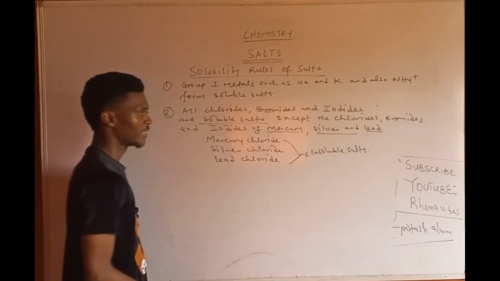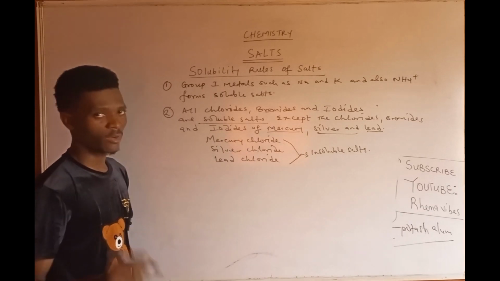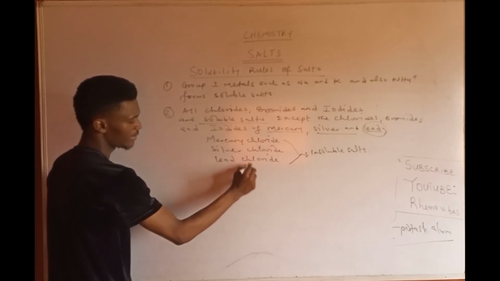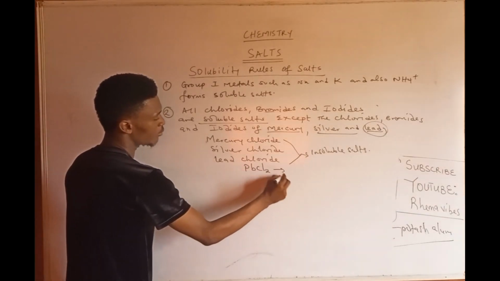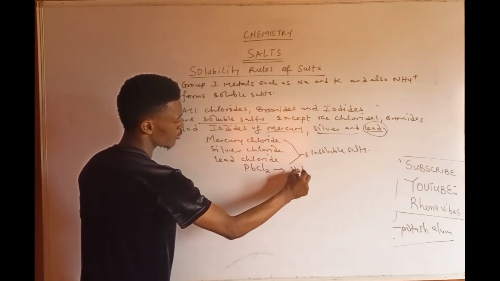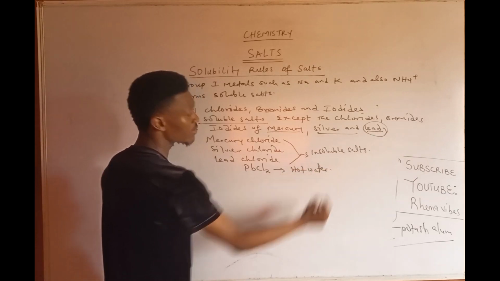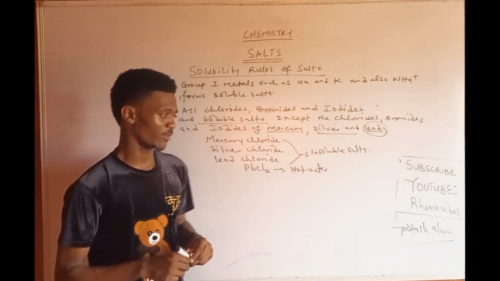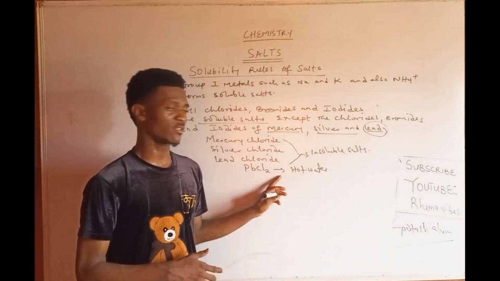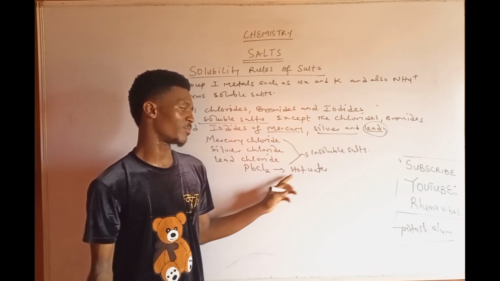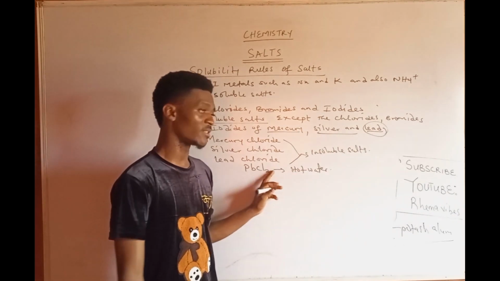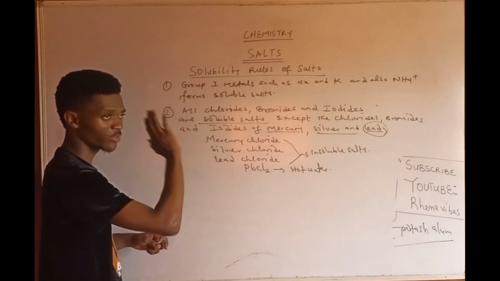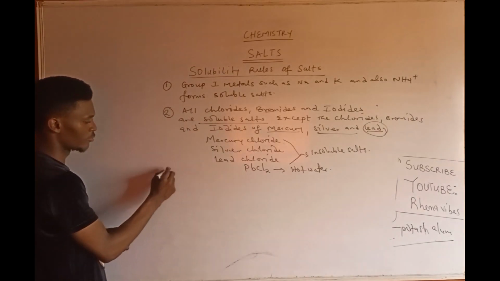But listen, there's still an exemption to this. Lead chloride, PbCl2, only dissolves in hot water. But that doesn't make it fit to be called a soluble salt, because under normal conditions, it doesn't dissolve. It's only when you alter the condition, making the water extremely hot, that it dissolves. But any other chloride, bromide, and iodide are considered soluble salts.